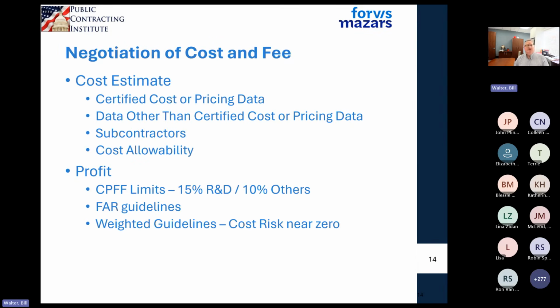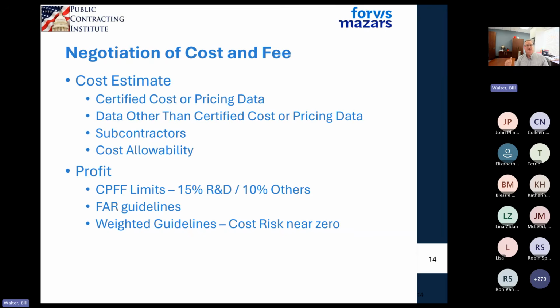When you submit your proposal in response to a contract, you're going to give the government a cost estimate. If it's over $2.5 million, yes, I said $2.5 million. If you're not paying attention, the threshold for certified cost or pricing data on October 1st was increased based on inflation to $2.5 million. The government can ask for data other than certified cost or pricing data. They can ask for information on your subcontractors, your significant subcontractors, and they're going to be testing them all for cost allowability. So if you're using a cost type contract, your price is equal to your cost plus your fee.